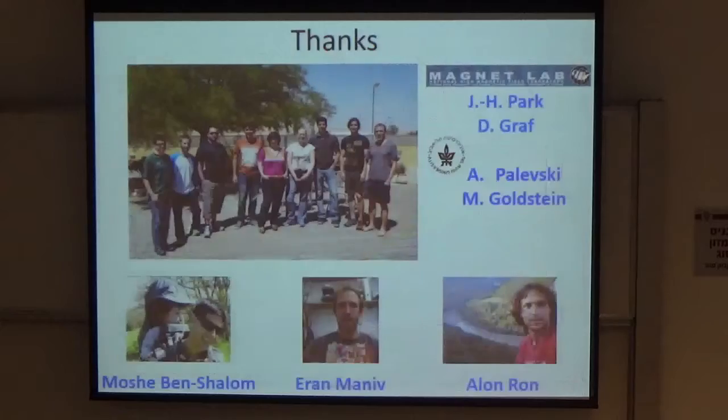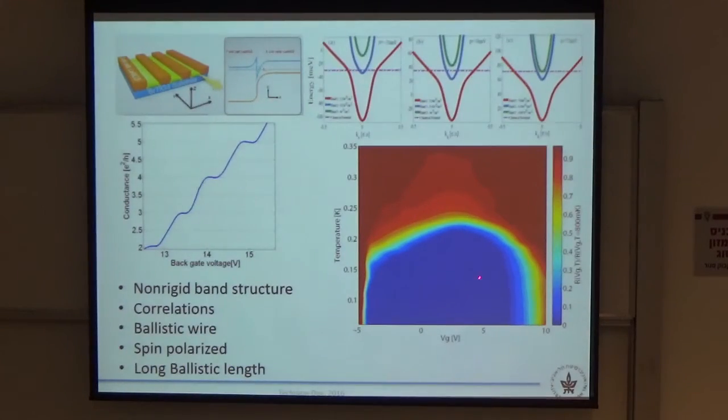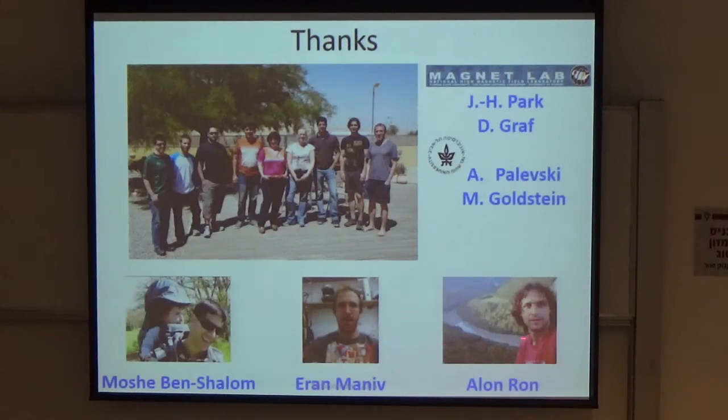Okay, so this is just a summary. I showed you this superconducting dome with correlations, and the one-dimensional wire with spin polarization, and basically these are the guys who did all the work.